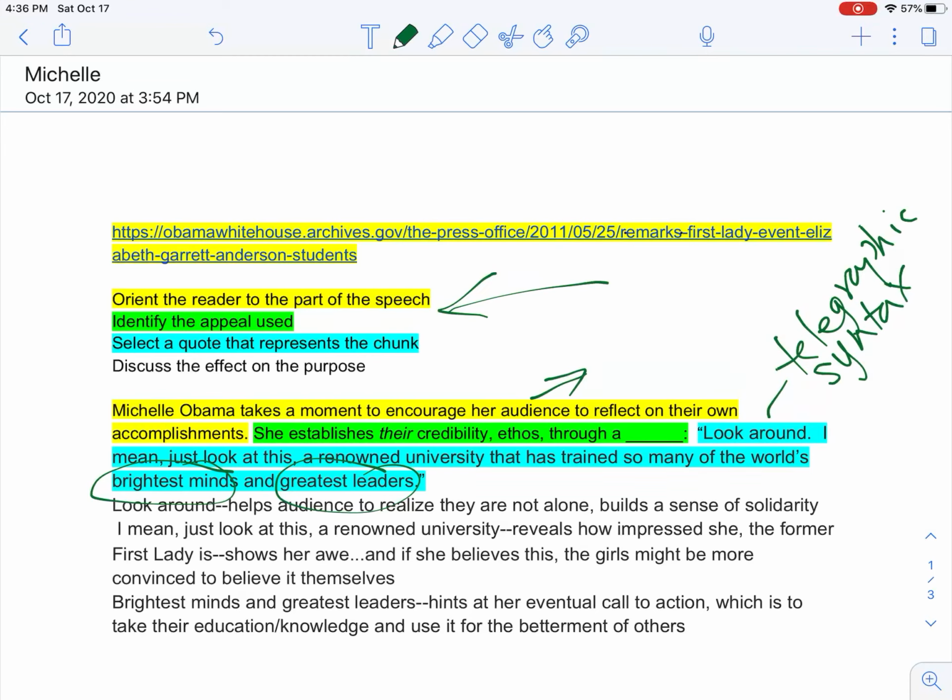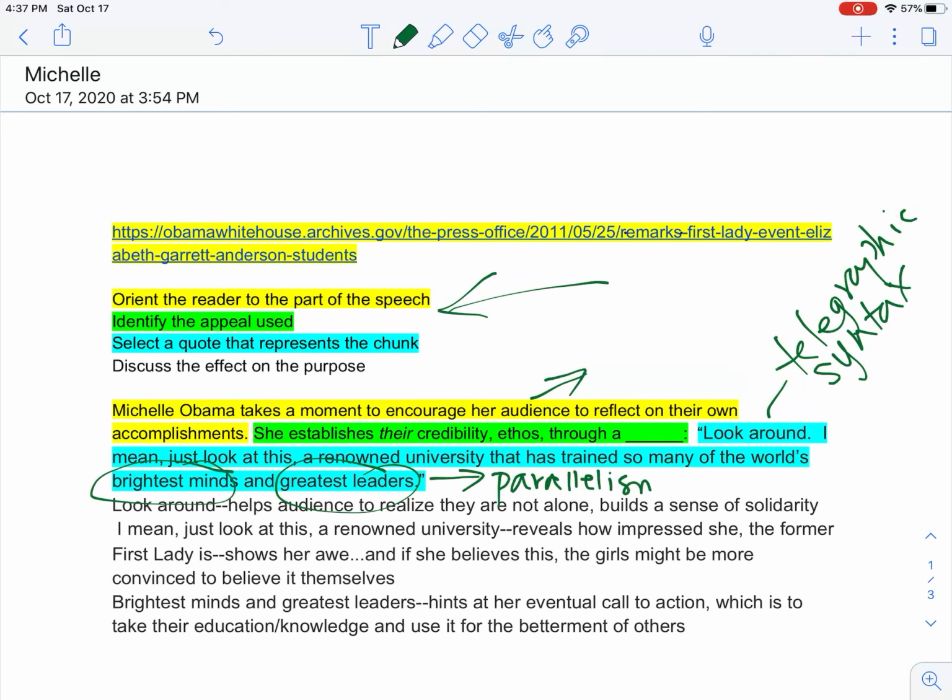You will see in my paper some examples where I've highlighted in my annotations that I do call it by name. I say it's an anecdote, or I say it's an allusion. You can. It certainly adds credibility to your paper if you know what it's called. If you don't know what something is called, meet with me. Let me know, and I can help you out. But this is telegraphic syntax. And as I said, this is parallelism.